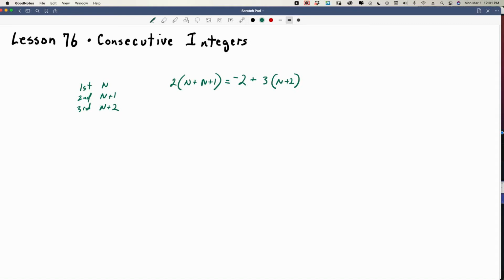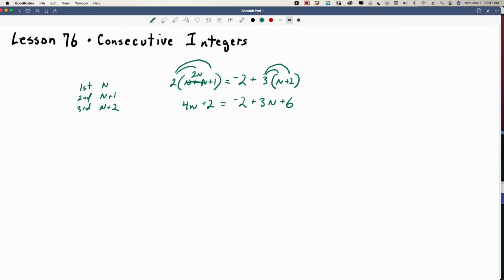So we have a little bit of distribution to do here. We're going to go ahead and combine these like terms. So that's 2n. Now we're going to distribute. So 2 times 2n is 4n, and 2 times 1 is 2. That's negative 2 plus 3n plus 6.